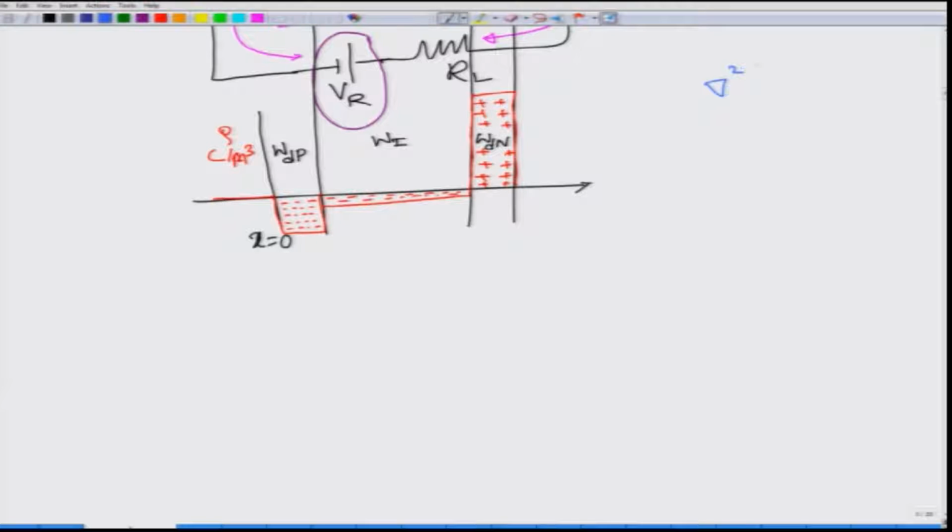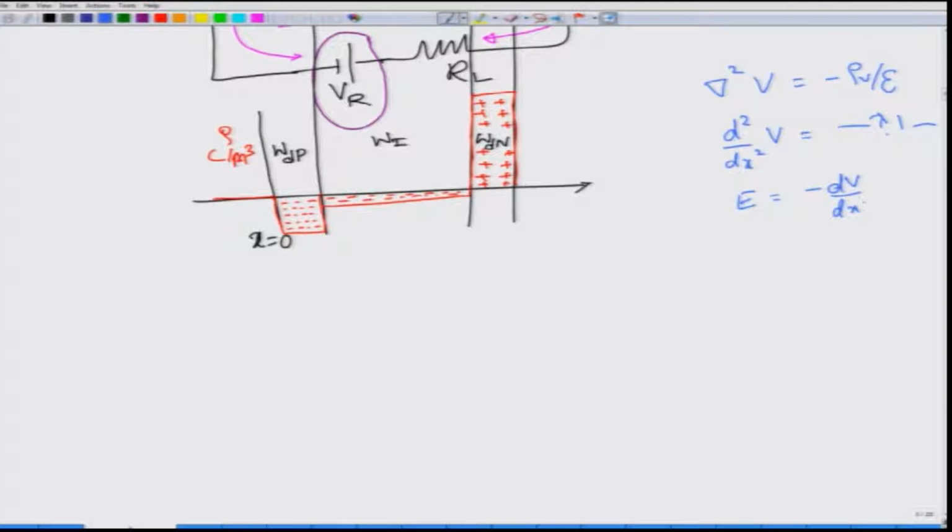Here it is Poisson's equation that you are using. You know that del square V is equal to minus rho V by epsilon, epsilon being the material permittivity of the semiconductor, whatever we have used. Del square in this case really reduces to d square by dx square, because variation is only along one axis. We also know that the electric field is given by minus dV by dx in this particular case.